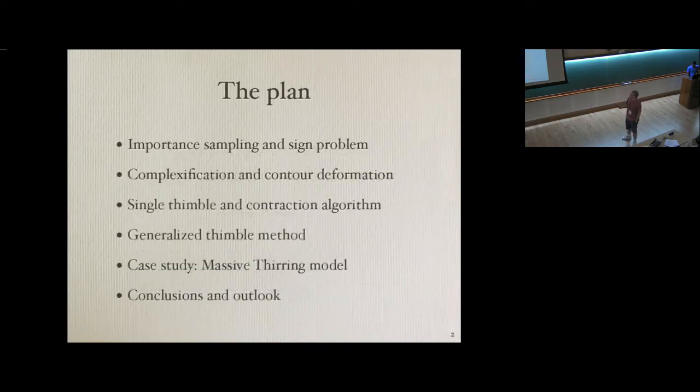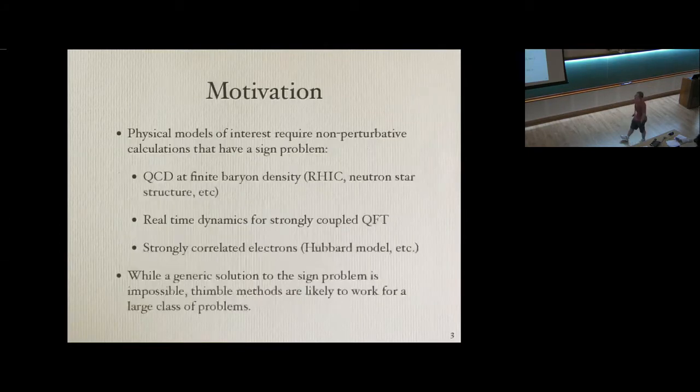The plan for today is to first define what the sign problem is in the context of importance sampling, and then talk about how to use complexification and contour deformation to alleviate or solve this problem. I'm going to first discuss this solution in the context of a single thimble approach, which I'll define soon, and then show its shortcomings and go on to talk about the generalized thimble method and show how this works in one particular case, the Thirring model in 1+1 dimensions. And I'll draw some conclusions at the end.